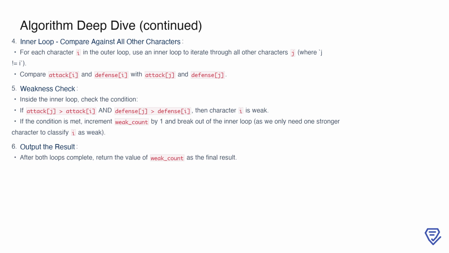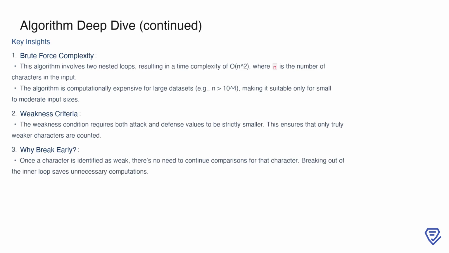There's no need to search further for additional stronger characters since just one is sufficient to classify the character as weak. After both loops complete, we return the value of weak_count as the final result, which gives the total number of weak characters in the dataset. This brute force approach is straightforward, but it comes with a computational cost. The nested loops result in a time complexity of O(n)², where n is the number of characters in the input. For small datasets, this is manageable, but for larger datasets, such as those with tens of thousands of characters, the performance may degrade significantly.